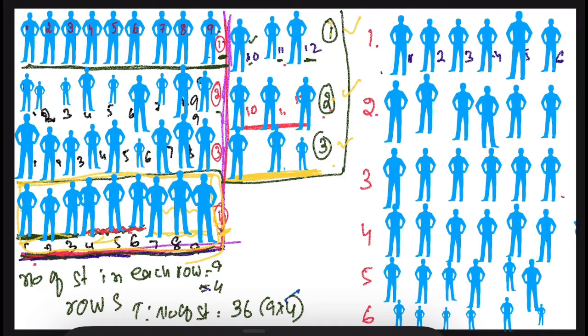In 1 row, how many students are there? 12 students are there now. 12 students sit in the first row, and the second row also 12 students, and the third row also 12 students. So number of students in each row, how many? 12 students. How many rows? 3 rows. 12 into 3 is 36. So our 36 is okay.